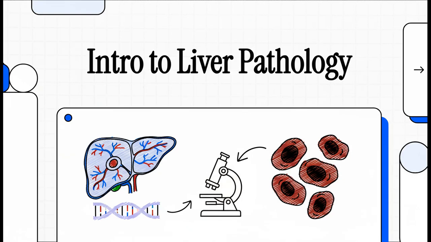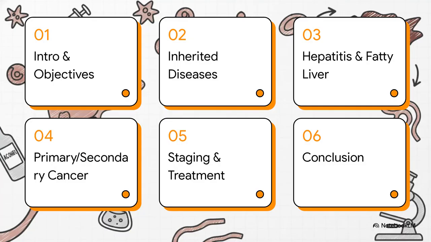All right, welcome. Today we are diving deep into the really complex world of liver pathology. We're going to explore how this absolutely crucial organ responds to, well, pretty much everything, from genetic mistakes to full-blown cancer. And we're going to look at it all through the eyes of a pathologist to really understand what's happening at the cellular level. So, here's our game plan.